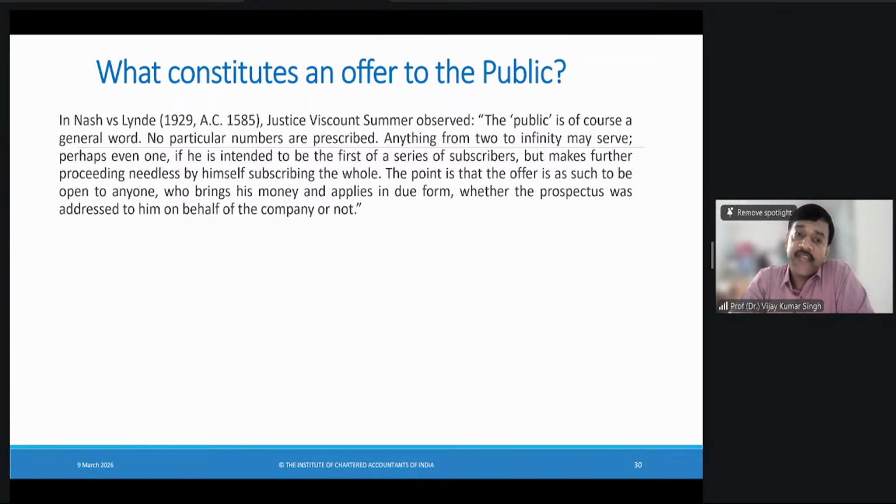Here, what happened is that there was a person who informed one of his friends about an issue of securities. His friend took it to another friend, and that friend took it to his office where there were 3, 4 more people who got to know about that. And then there was a question whether this transaction amounts to an issue to the public. I hope you got the question.